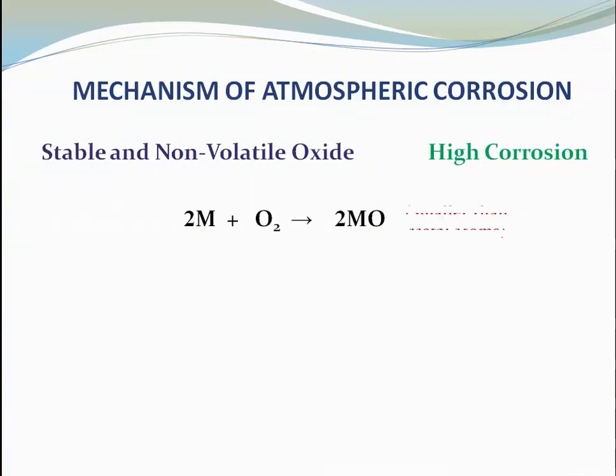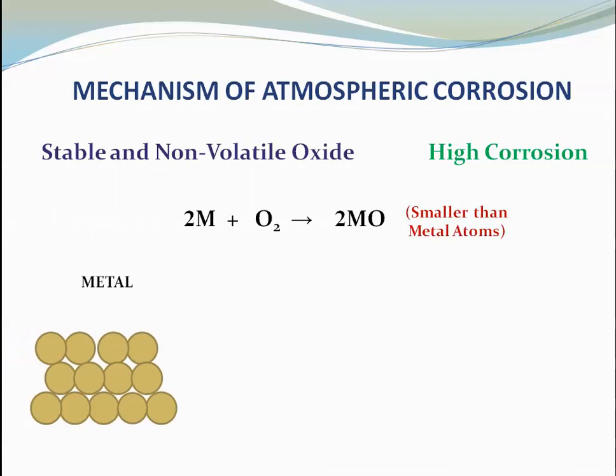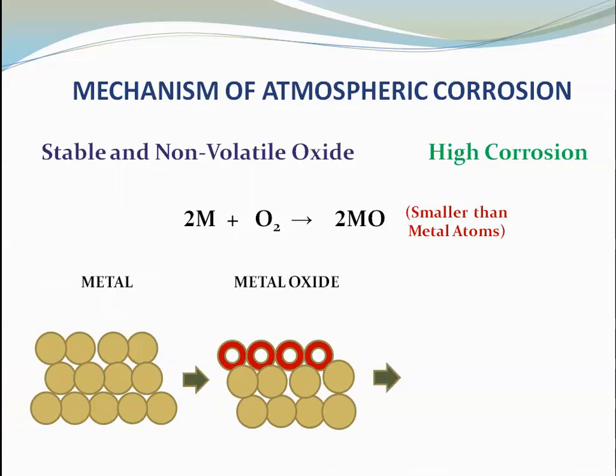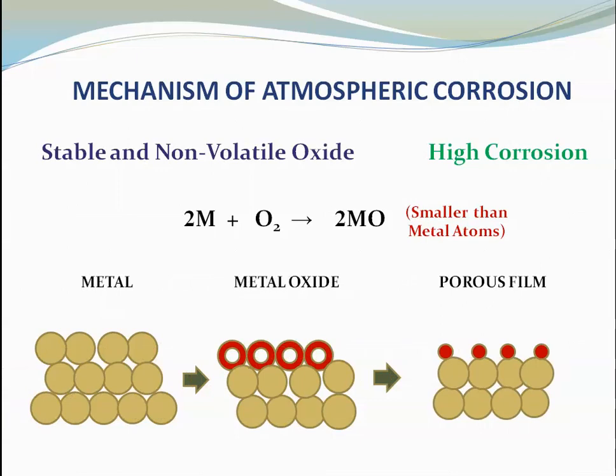The other kind of oxide is when the molecules of metal oxide are smaller as compared to the metal atoms. They are also stable and non-volatile, but the film formed at the surface is porous. There is gap between the molecules, and through these pores, the oxygen from the atmosphere gains entry into the metal lattice, thus corroding it. In such cases, the rate of corrosion is extremely high, as in copper or silver.